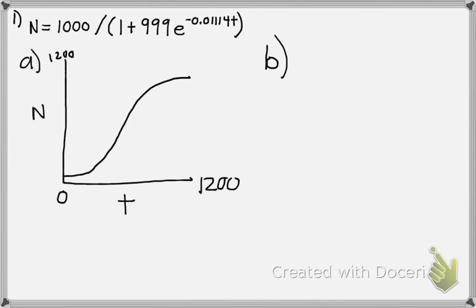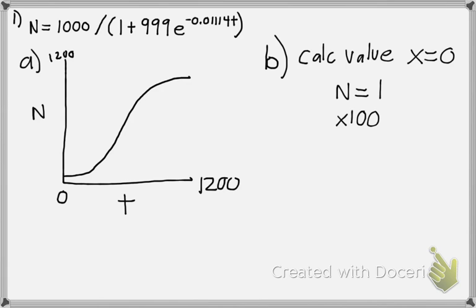It says for part B, how long does it take the tumor to reach 100 times its size at the time of diagnosis? So my first step would be to actually figure out what it is at the time of diagnosis. So if I do calc value and then type in 0, then we get n, or y, is equal to 1. So they want to know when will it be 100 times that. So multiply that by 100 to get 100, and then I want to put that into y2.